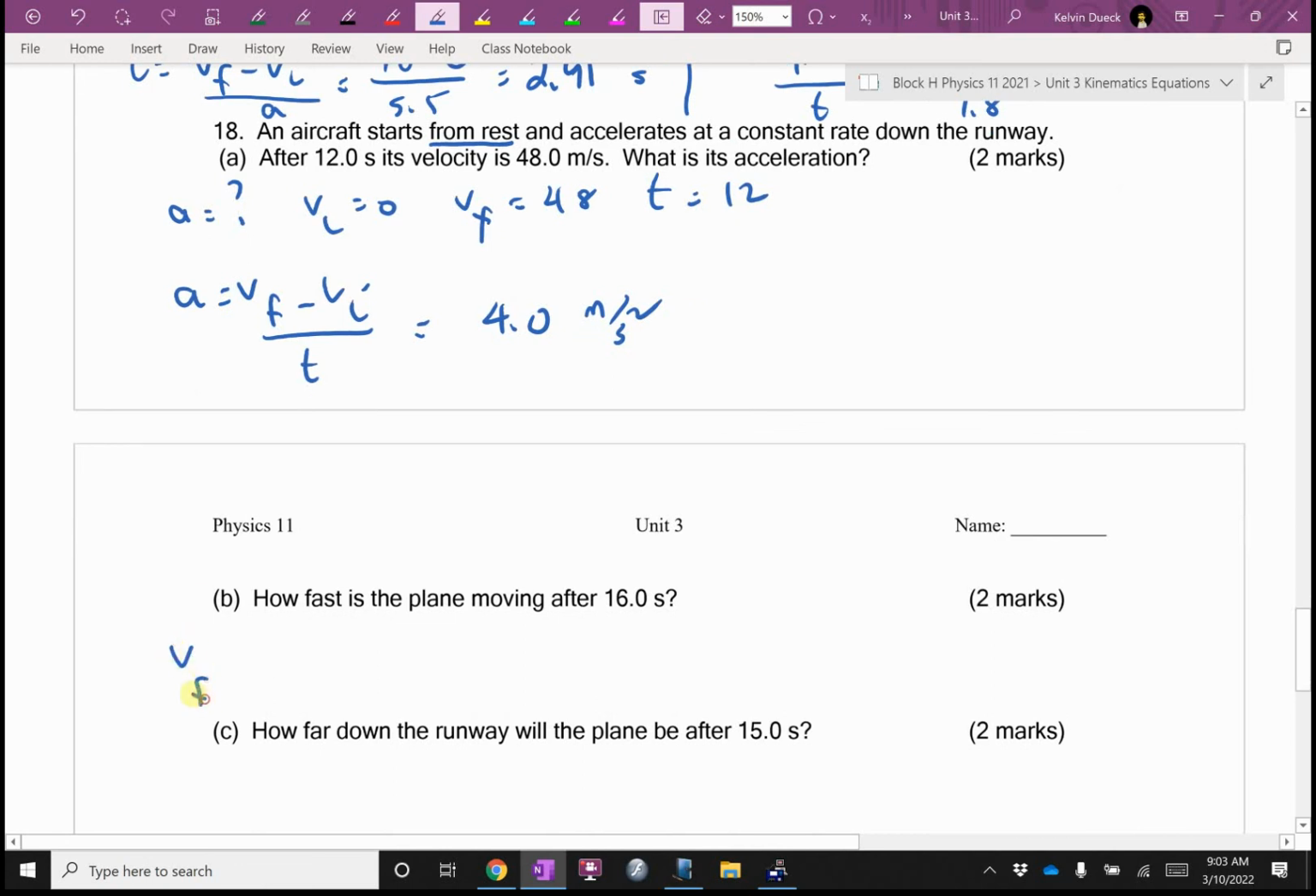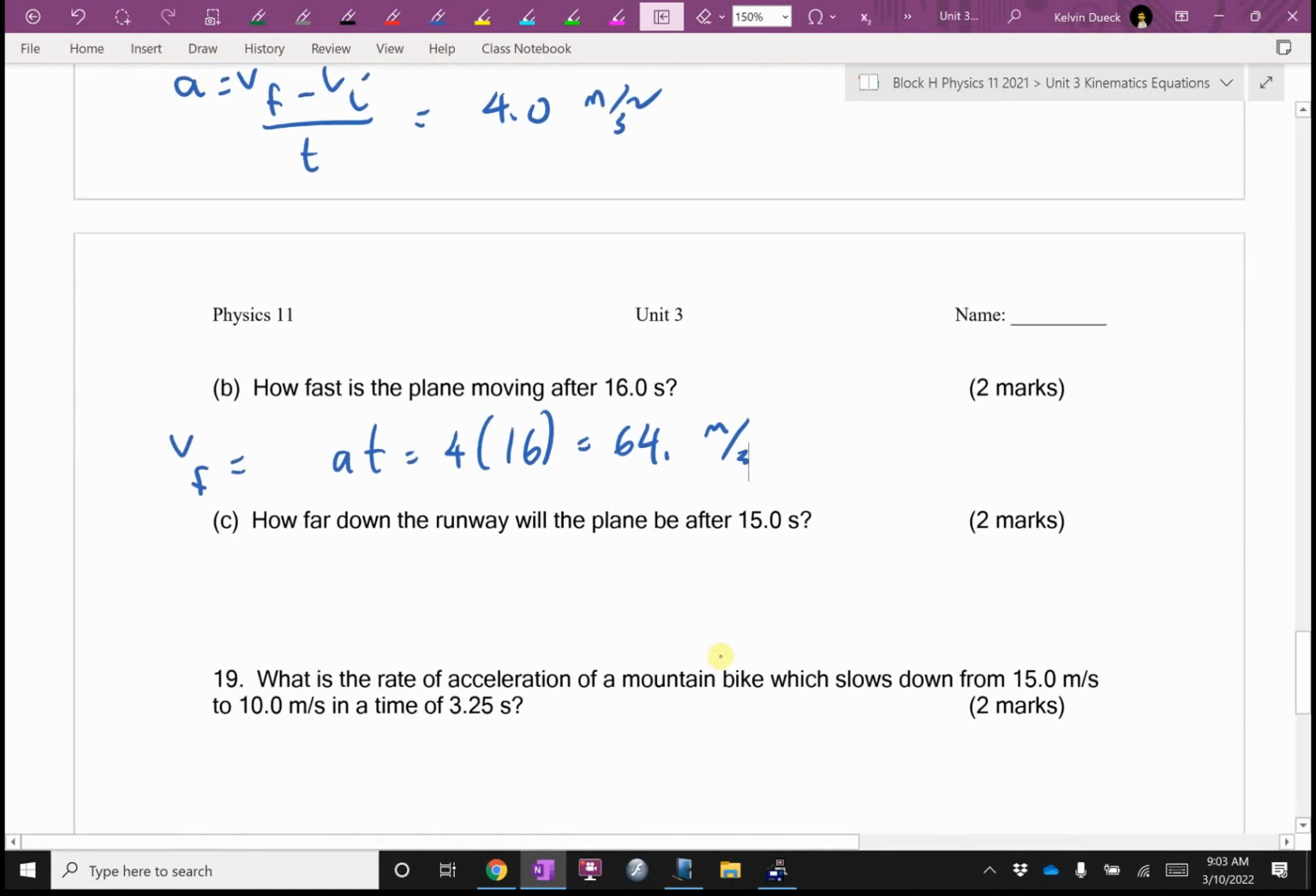After 16 seconds, I'm going to go VF equals VI plus AT. Now, this is a question where I have to use an answer to find an answer. There's no way that I can get this without going, you know what, Mr. Dewick, VI is 0. You could have skipped that. Without going 4 times 16. So there will be on your test one question or two where I'll set it up so that you have to use an answer to find an answer.